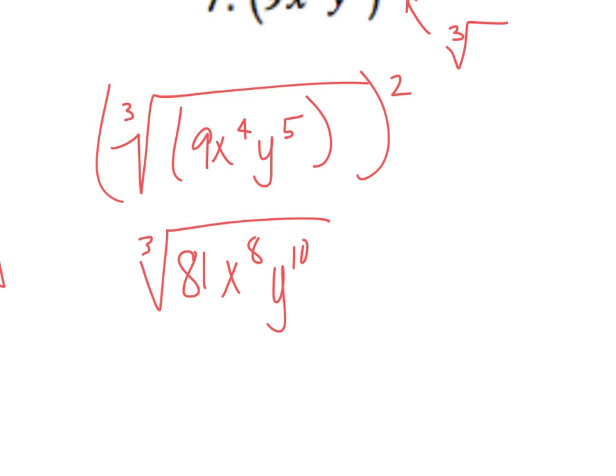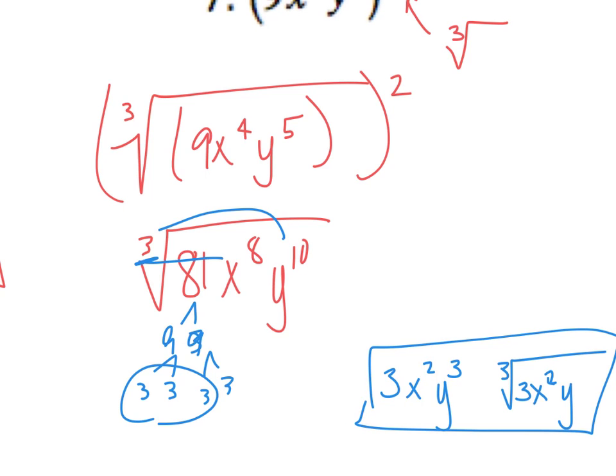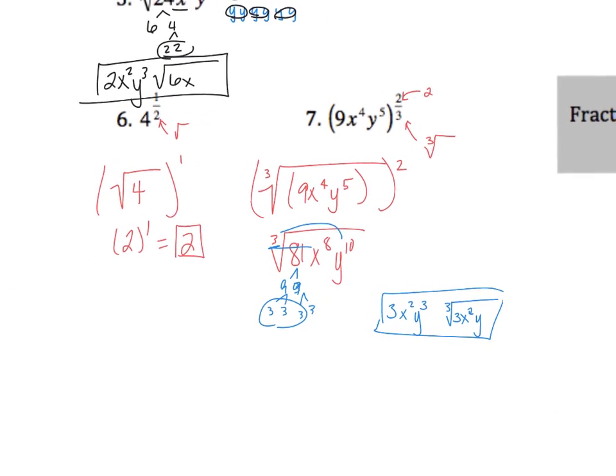Now I'm going to cube root it. So looking for groups of 3. There's going to be one group of 3. 3 goes into 8 twice with 2 left over. And then 3 goes into 10 3 times with 1 left over. And there's your answer. Okay, so the bottom number tells you the root, the top number tells you the exponent, how many times you do something.